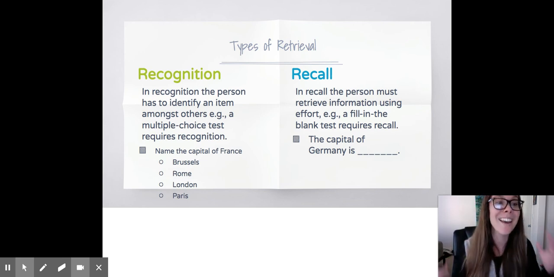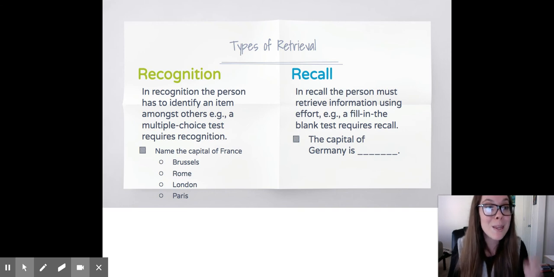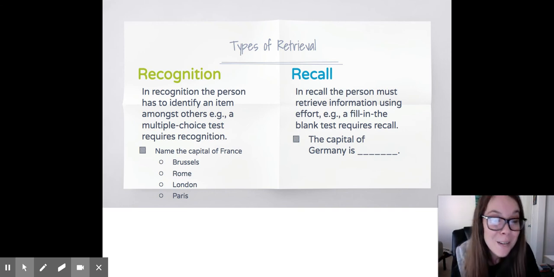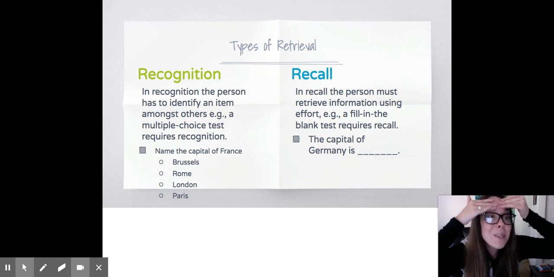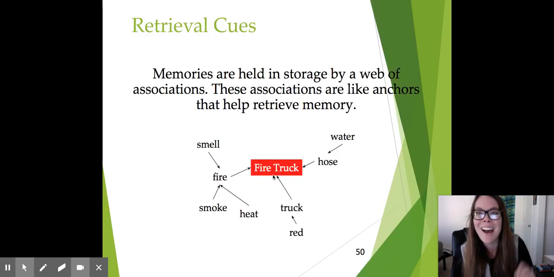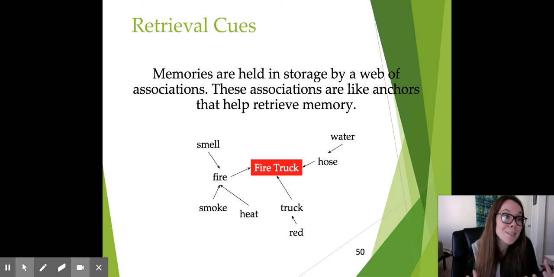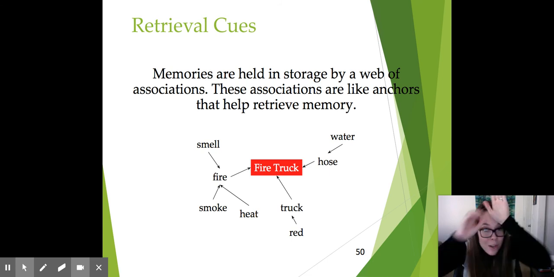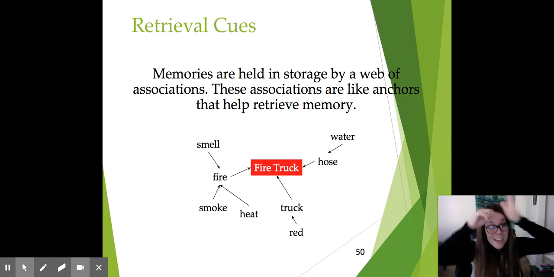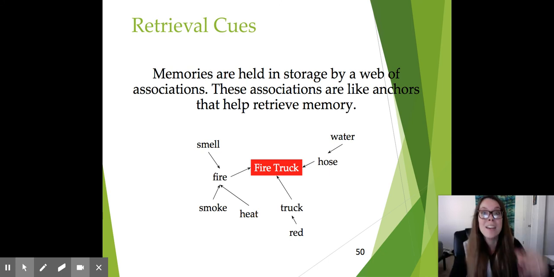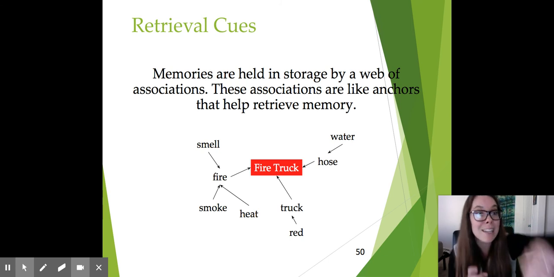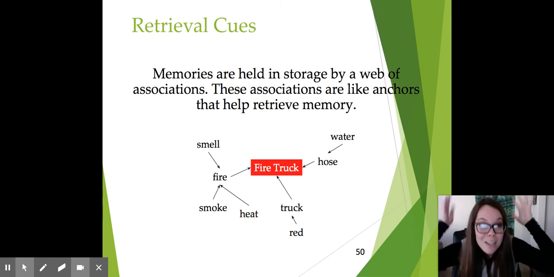Okay, so that's why I have you guys look for the buzzwords in the multiple choice, because it makes it so much easier. The buzzwords are going to cue your brain to say, I know what this is, right? So retrieval cues are an example of how our Google search engine works in our brain. Memories are held in storage by a web of associations. Like I said, okay, Pavlov, and you could think classical conditioning, involuntary, dogs, bell. These associations are like anchors to your retrieval memory. It's like keys to figuring out how to get this information in your brain, right?